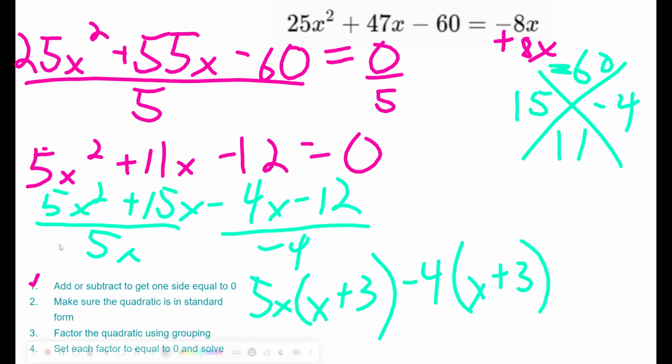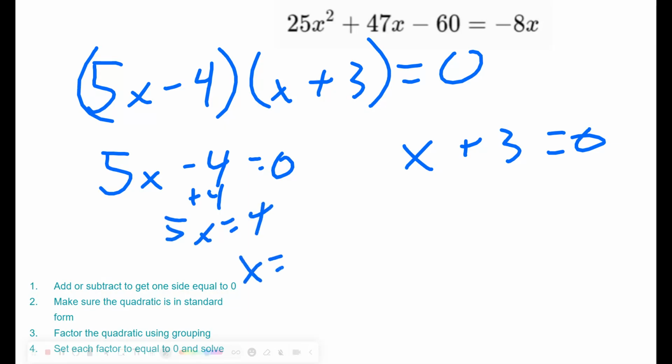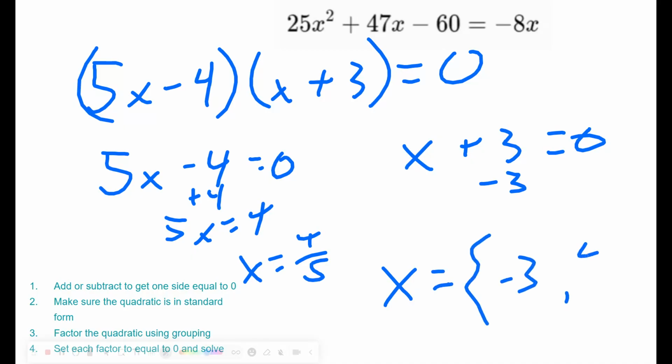I'm going to erase this page and reset it up so we can set it to 0. So pause if you need to. All right, so that was our final answer up here. Equals 0. Now we're going to set each of those parentheses to 0. 5x minus 4 equals 0. 5x equals 4. So x equals 4/5. And on this one, subtract 3 from both sides. So x is going to equal, squiggly line, negative 3, comma, 4 over 5.